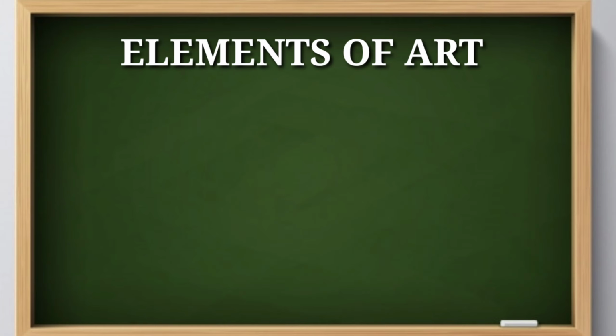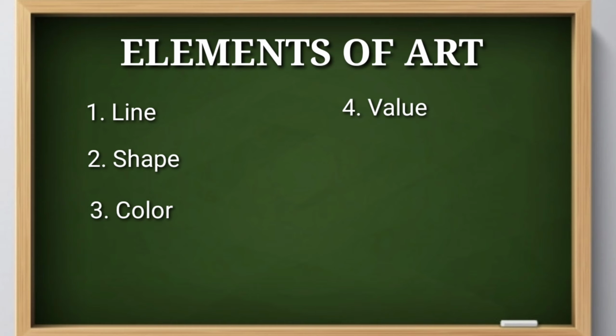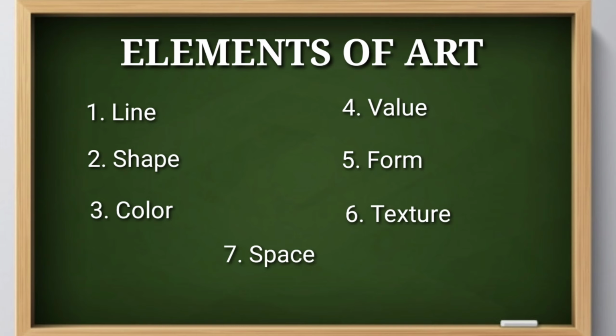Those are the 7 elements of art. Once again, number 1, line. Number 2, shape. Number 3, color. Number 4, value. Number 5, form. Number 6, texture. And number 7, space.